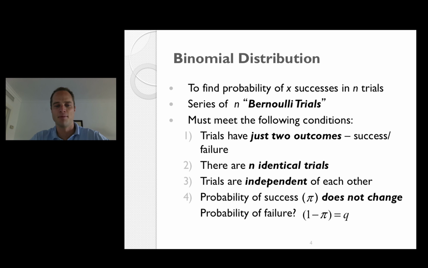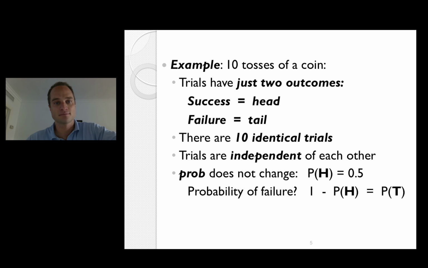The probability of success, which we are denoting with the Greek letter pi, does not change per trial, so it's fixed. And the probability of failure, which we could denote as 1 minus pi, or also as q, is also fixed. So 3 is that the trials aren't going to rely on each other in any way, and 4 is that the probability of success remains constant.